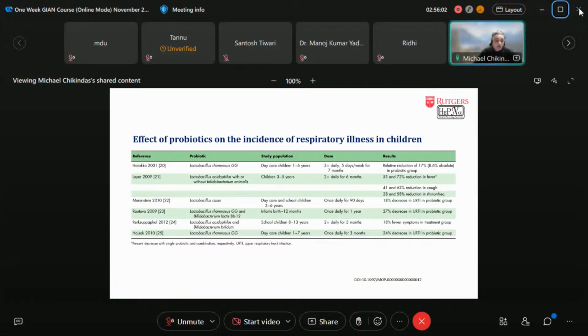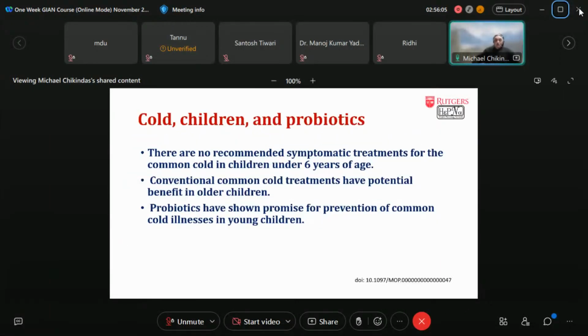All children probiotics, some take-home messages: no recommended symptomatic treatment for the common cold in children of the age 6 and younger. So basically, when this kind of treatment is suggested, it can be done, but not through the recommendations of the pediatrician. Common cold treatment have potential benefit in older children, that was acknowledged. And probiotics have some promises for the prevention of common cold illnesses in the younger children as well.